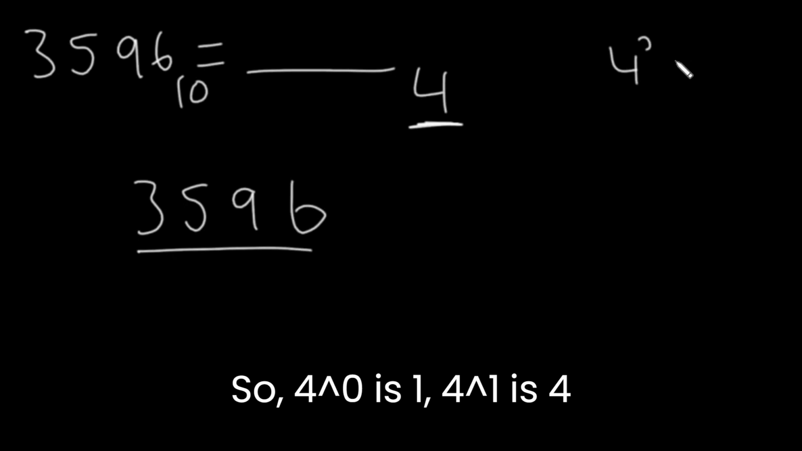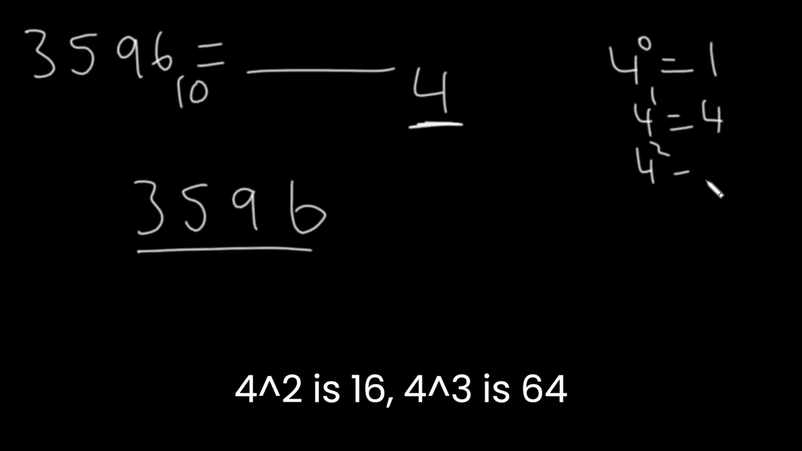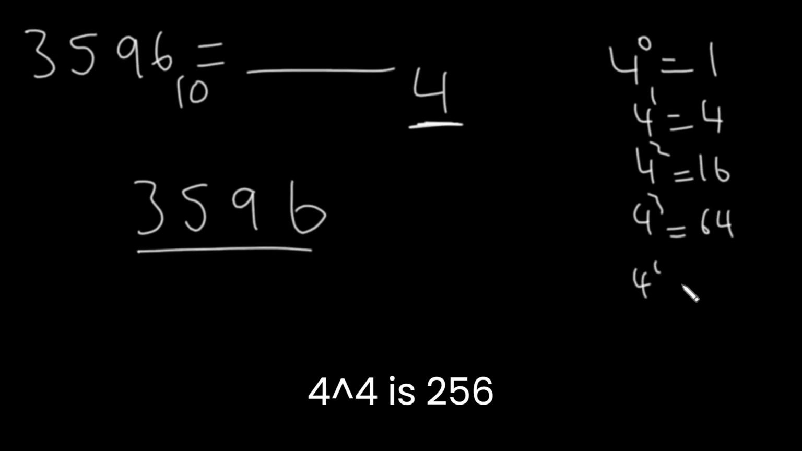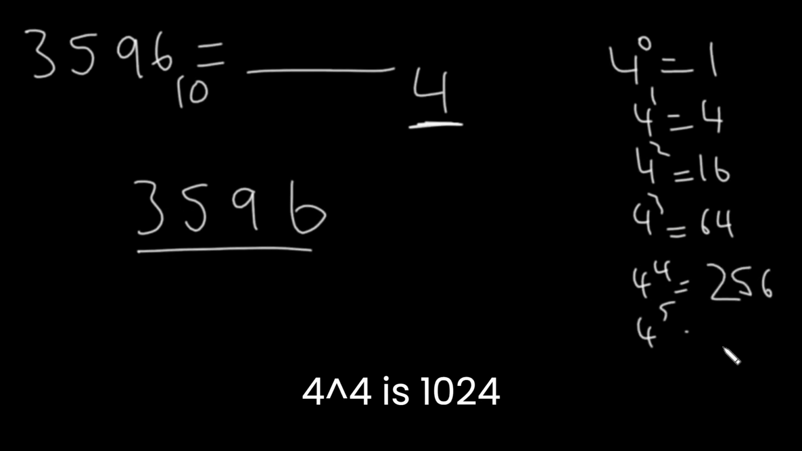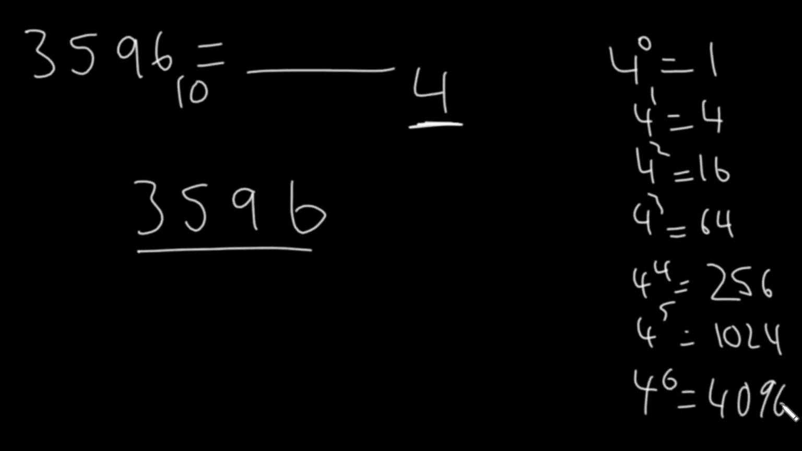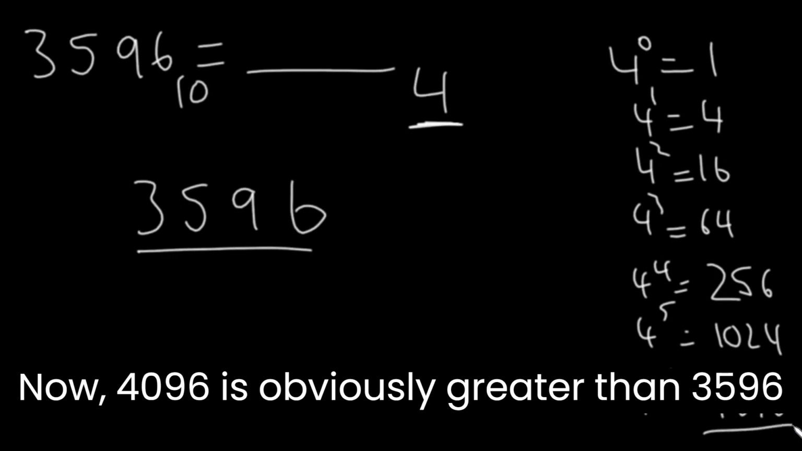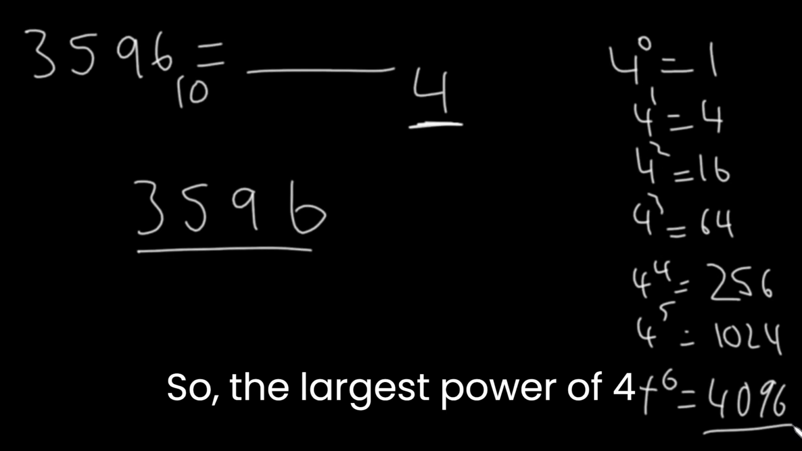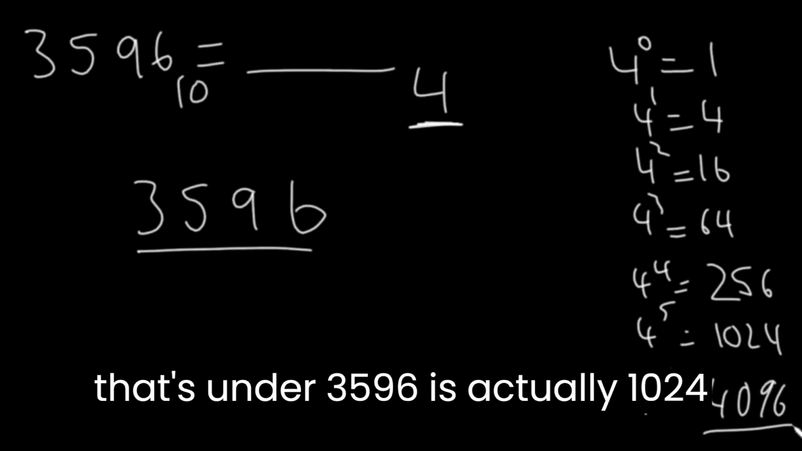Powers of 4. So 4 to the 0 is 1, 4 to the first is 4, 4 squared is 16, 4 cubed is 64, 4 to the fourth is 256, 4 to the fifth is 1,024, and then 4 to the sixth is 4,096. Now, 4,096 is obviously greater than 3,596. So the largest power of 4 that's under 3,596 is actually 1,024.